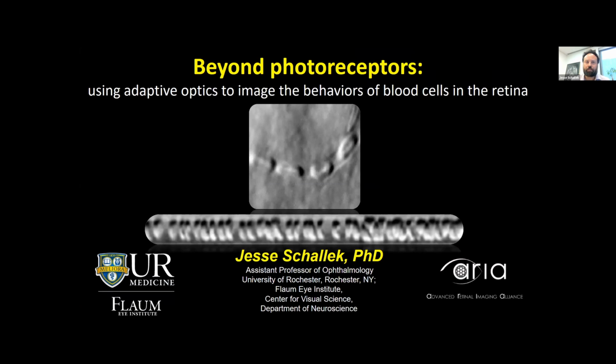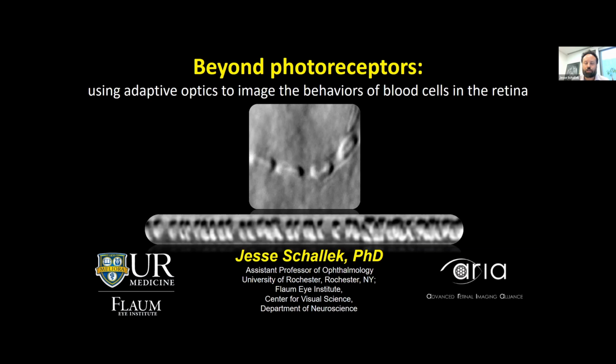The objective of my talk today is to share with you some of the innovations that have been developed over the past 5 years or so that take us beyond just imaging what adaptive optics is famous for, imaging photoreceptors in the back of the eye, to new cell types which have the potential to shed light on retinal disease in the eye. The title of the talk is Beyond Photoreceptors: Using Adaptive Optics to Image the Behavior of Blood Cells.